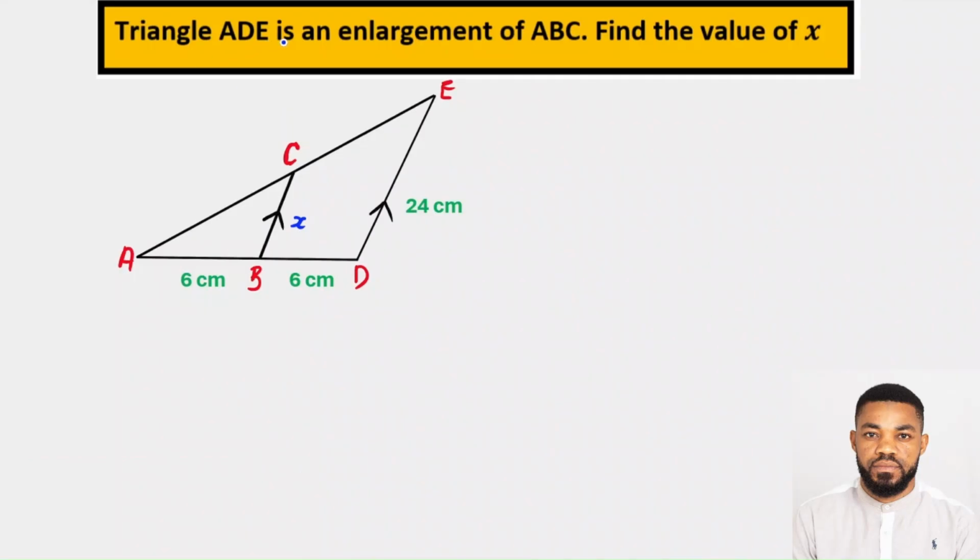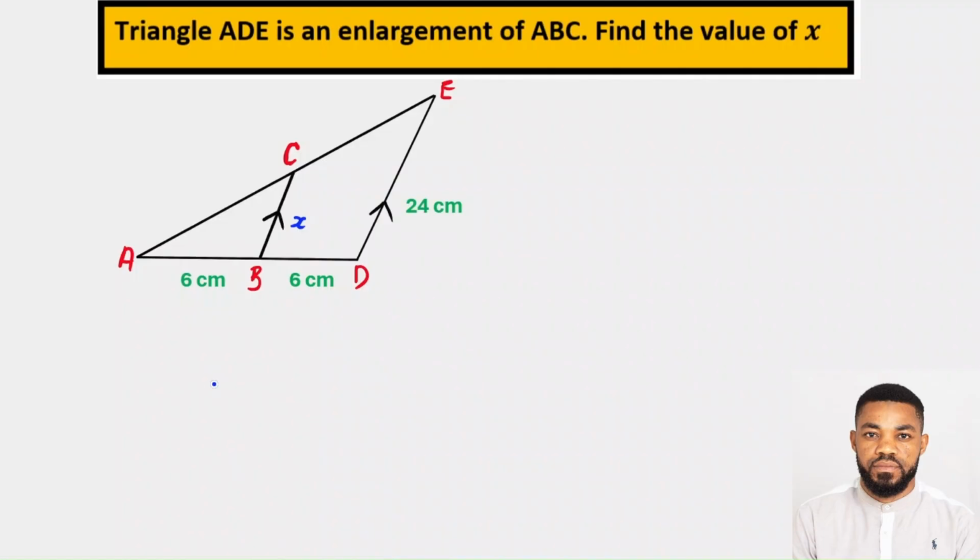Triangle ADE is an enlargement of ABC. Find the value of x. ADE is the bigger triangle and the smaller one is ABC. We have enlarged the small triangle ABC to get triangle ADE, so the new shape is similar to the previous one. We have to redraw the diagrams so that we can see the corresponding sides clearly.